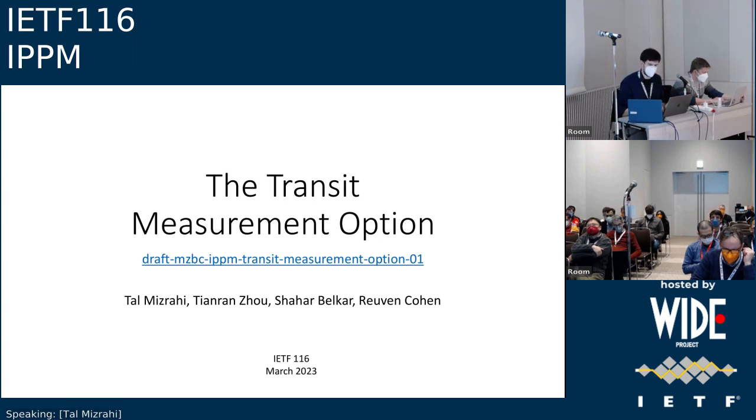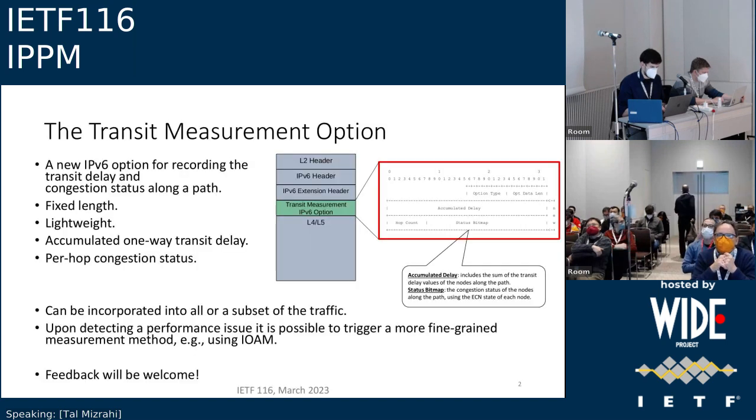Great. So this is a relatively new draft which introduces the transit measurement option. We introduce a new IPv6 option called the transit measurement option, and the idea is that an ingress node incorporates this option into an IPv6 packet, and then transit nodes along the path can update the content of this option, which records information about their performance. Specifically, there are two main fields here. One is called the accumulated delay field, which is updated by each transit node along the path with its own transit delay, so that at the end of the path, we have the sum of the transit delays.